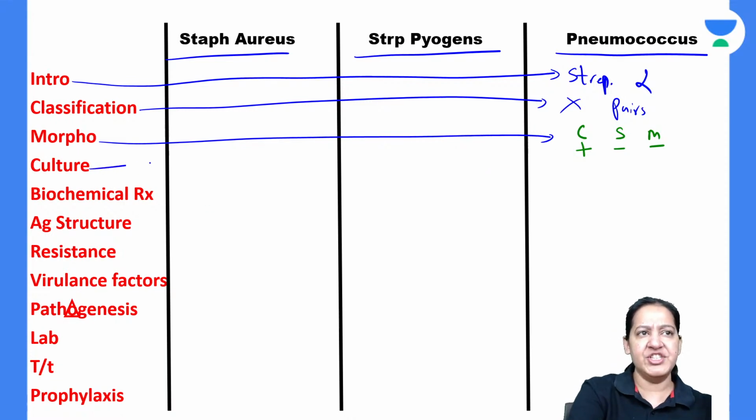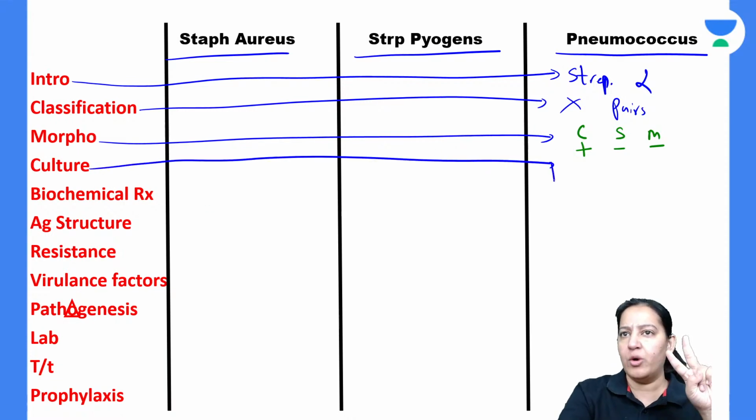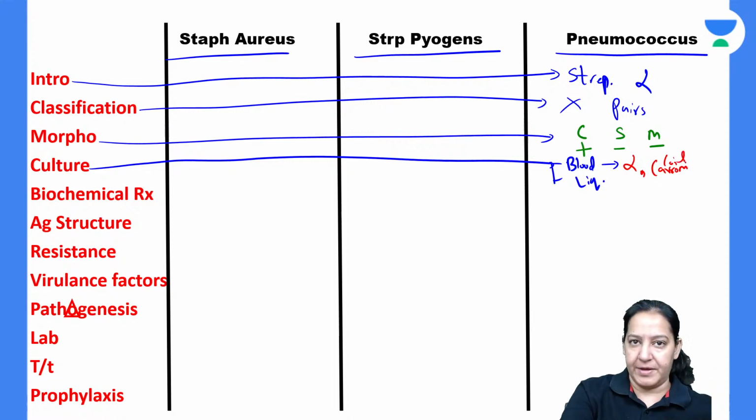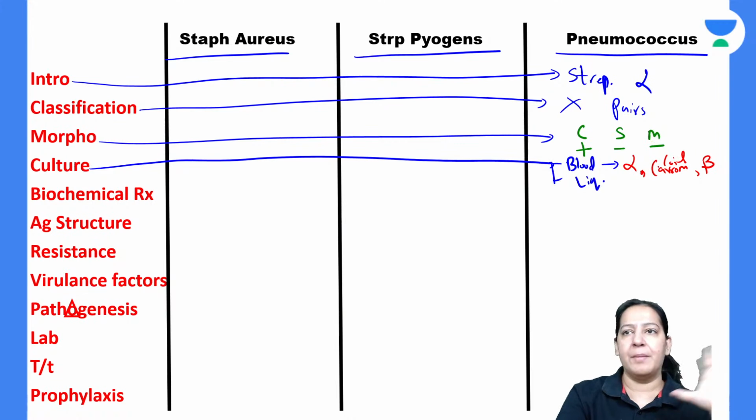Let me come to the culture. In the culture, we have studied two culture media, blood agar and liquid media. What is the summary in blood agar? Normally it shows alpha hemolysis, but on increased incubation, it shows carom coin appearance, also known as draughtsman appearance. But on anaerobic incubation, it shows beta hemolysis. That is the summary on blood agar. In liquid media, there is only turbidity and granularity, nothing important.